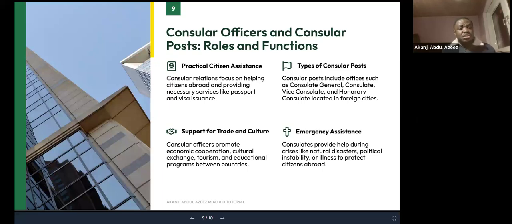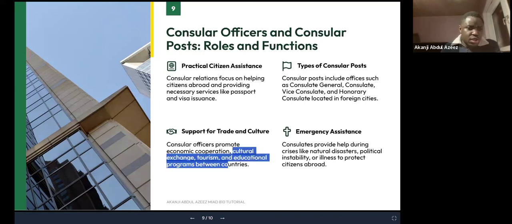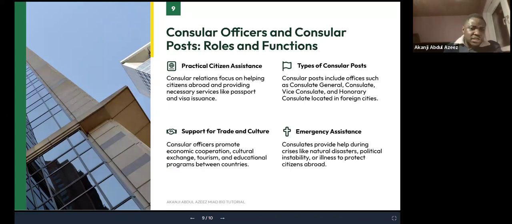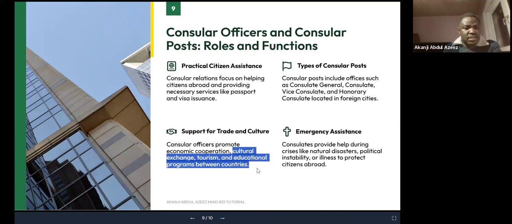Listen, another function of theirs is they promote culture and tourism. Cultural exchange and tourism, they promote it. They also promote cultural exchange programs, tourism and educational cooperation. They promote cultural exchange, tourism, and educational programs between countries.